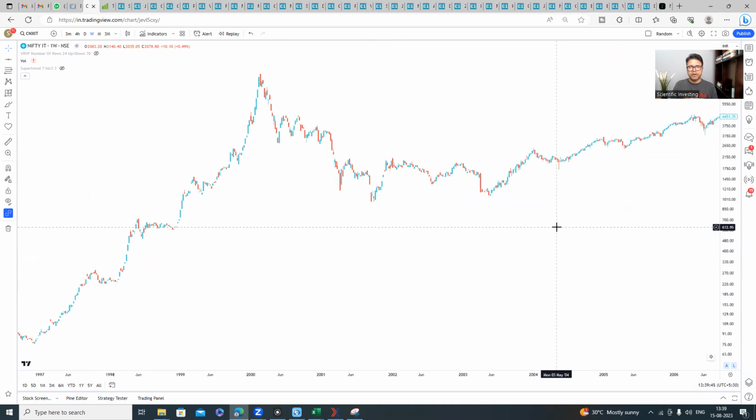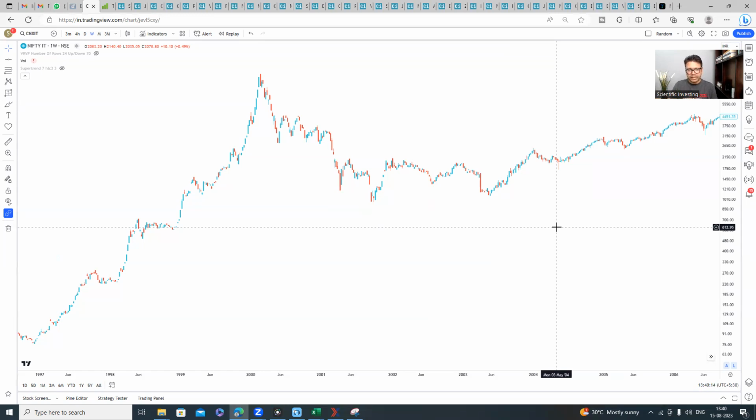So I have a TradingView screen open, and I have the Nifty IT chart open. In case you don't know about TradingView, it's a charting tool. I have a 30-minute video on my YouTube channel on TradingView. You can go and watch it. Or I have a course on my learning portal, learn.scientificinvesting.in, where we have a 4-hour course on TradingView. You can watch that to know more about TradingView.